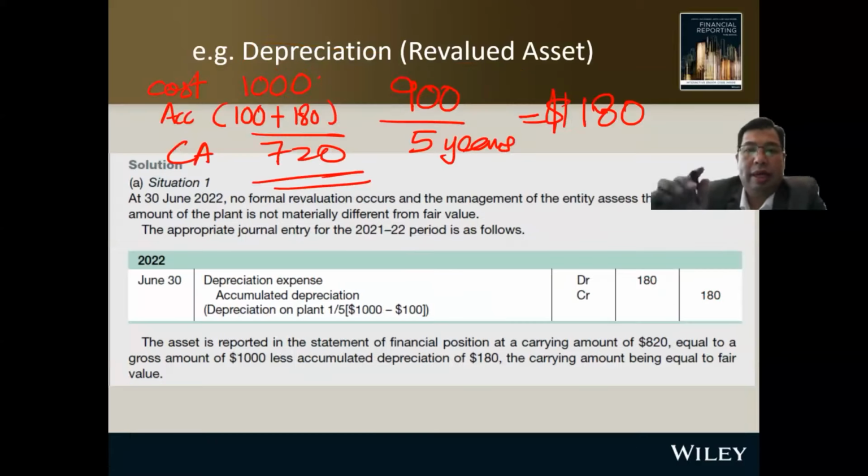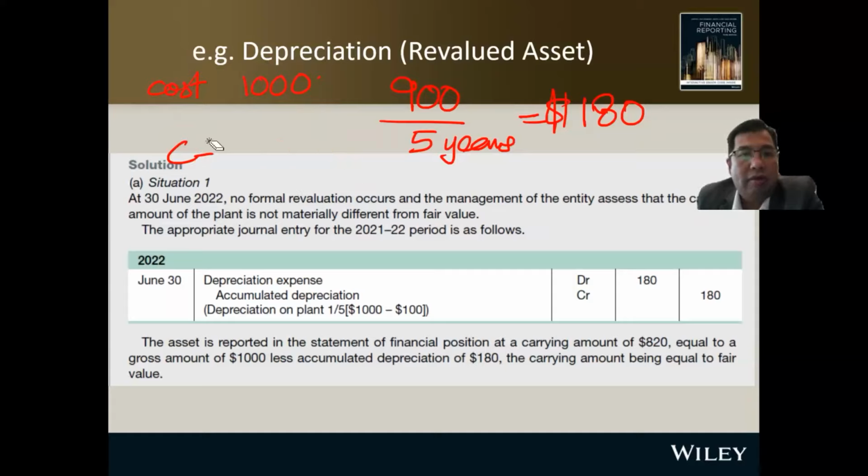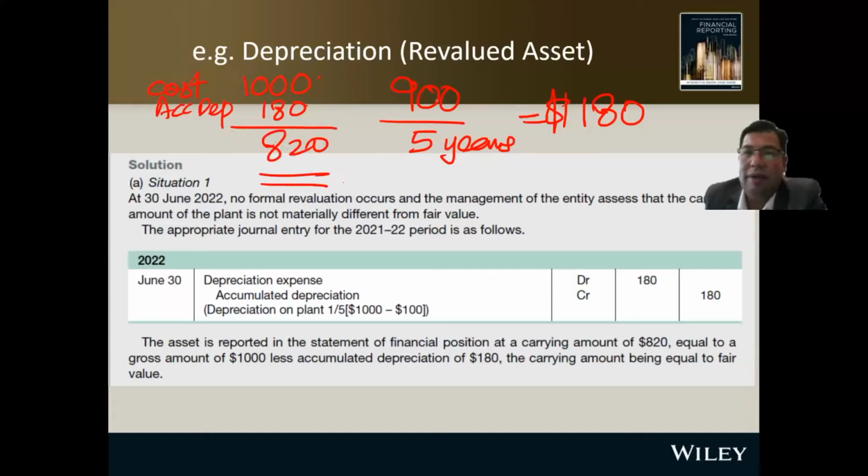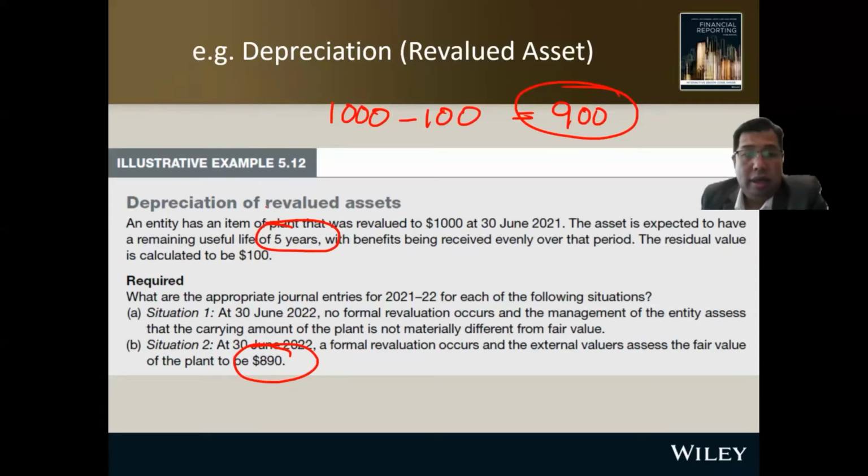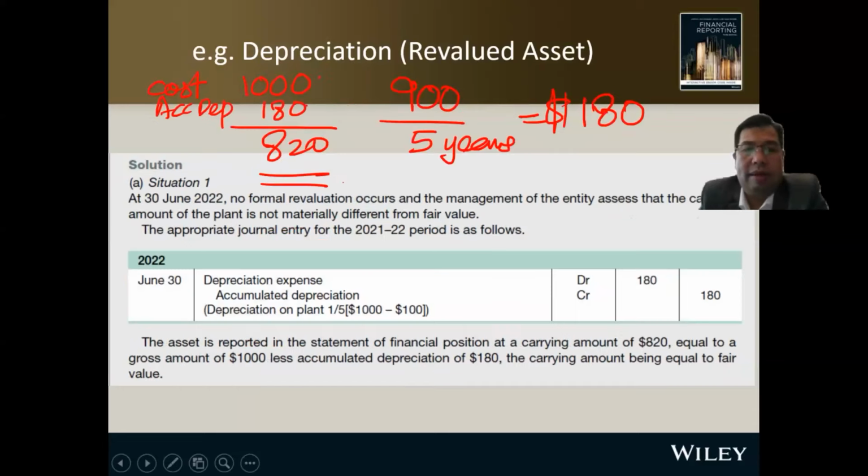Maybe I explained this wrongly. This should not be accumulated depreciation. Sorry about this, I got confused. Your accumulated depreciation is still 180. The 100 is the residual value, not accumulated depreciation. So this should be 820. For the first example, accumulated depreciation is 180. Yes, this is the residual value, sorry about that.